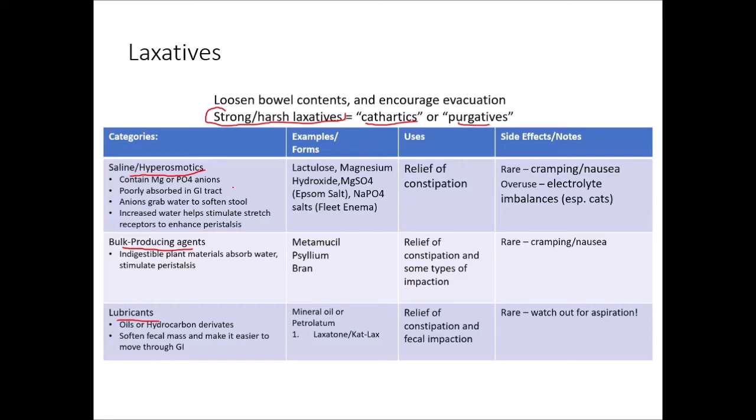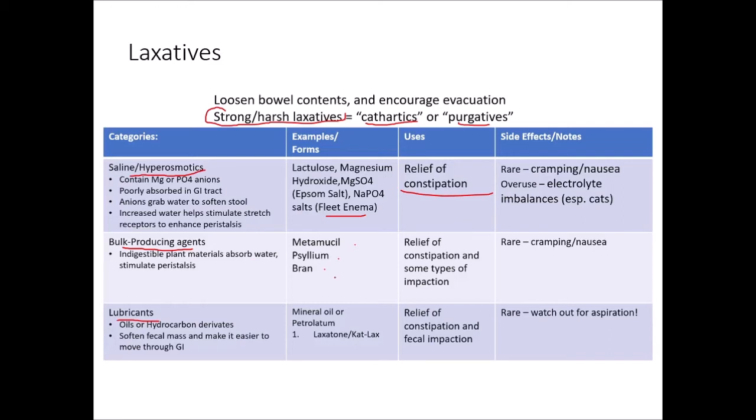Bulk producing agents are indigestible plant materials, and these absorb water and stimulate peristalsis as well. Metamucil, psyllium, and bran. We can see relief of constipation in some types of impaction. We can see some cramping and nausea with that. Lubricants like oils or hydrocarbon derivatives can help to soften the fecal mass and make it easier to move through the GI. We can use mineral oil or petrolatum. Laxatone or Cat Lax is very often used for constipation in cats, and that's what it can help with. We do have to be careful because there are hydrocarbons in here.